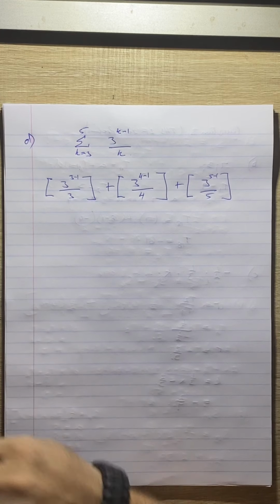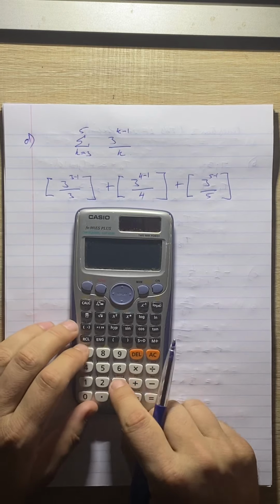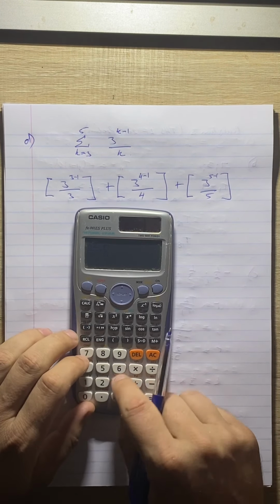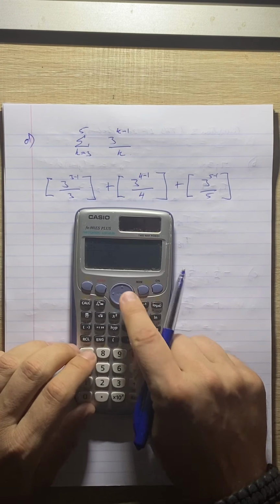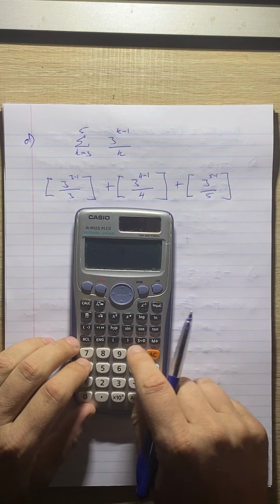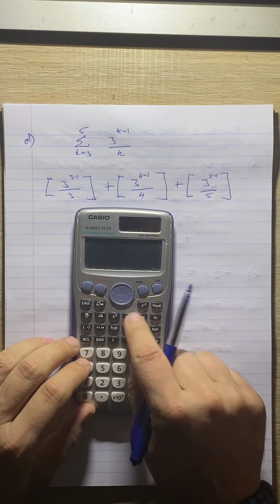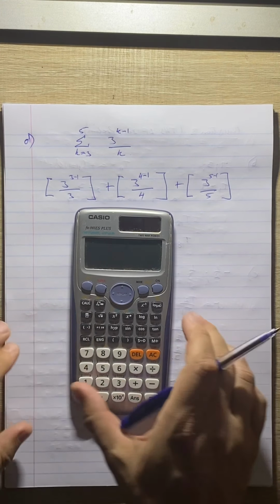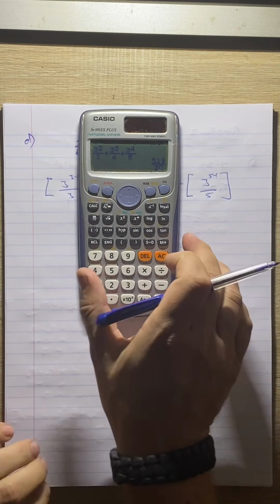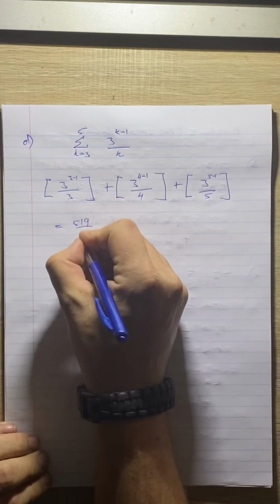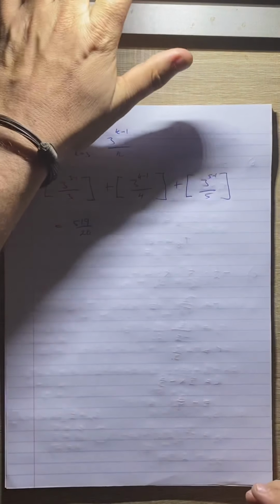Once you're at this point, guys, you can just put it on your calculators and work it out. So that's what I'm going to do here. We've got 3 squared over 3 plus 3 to the power of 3 over 4 plus 3 to the power of 4 over 5. And we get an answer of 519 over 20. Not too bad. All right. Question E.